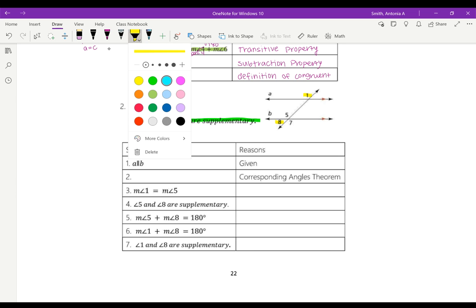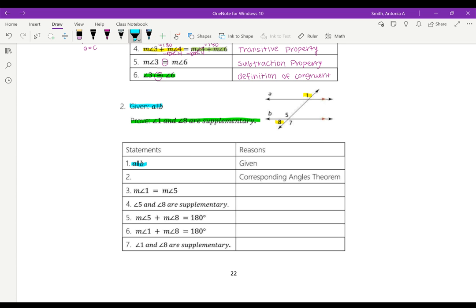So to start off, our first statement is always our given information. Now the next one, the statement's missing, but it gives us the reason, and our reason is the corresponding angles theorem. What is the corresponding angles theorem? Well, the corresponding angle theorem says that if you have two lines that are parallel, so if A is parallel to B, then corresponding angles are congruent. I'm going to use the symbol congruent there.